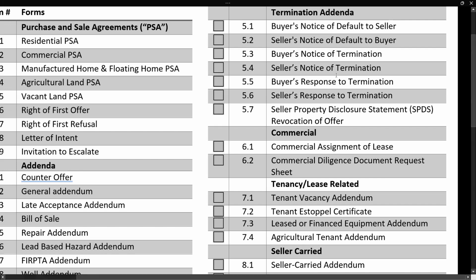The buyer's response to termination has a special additional checkbox on it that is not in the seller's response to termination.